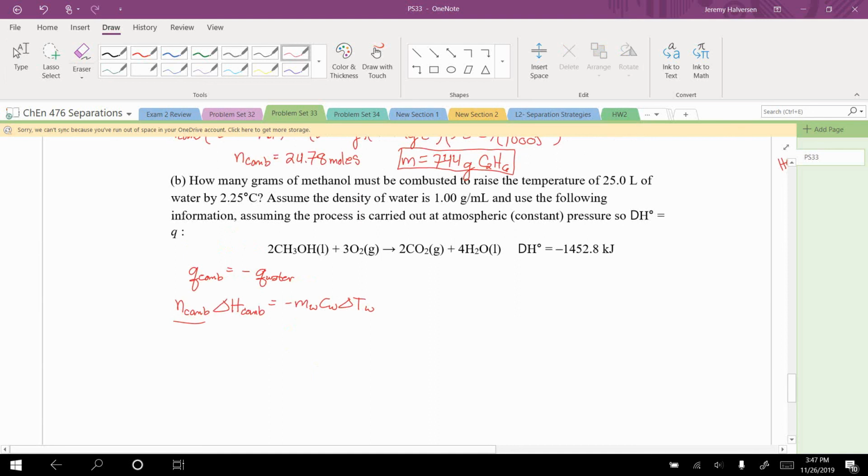So how many grams of methanol? So we're looking for n. What's the delta H of my combustion? They don't tell it to me in the words, but they do give me the combustion reaction and tell me the delta H of that reaction. That D is just a delta. When I converted it into Word, it changed it. They tell me the delta H of this reaction. So does that mean that the delta H of combustion of methanol is negative 1452 kilojoules per mole?